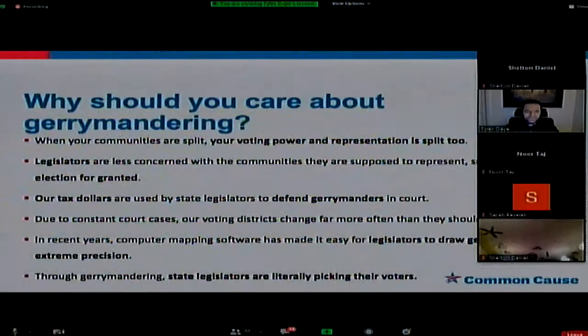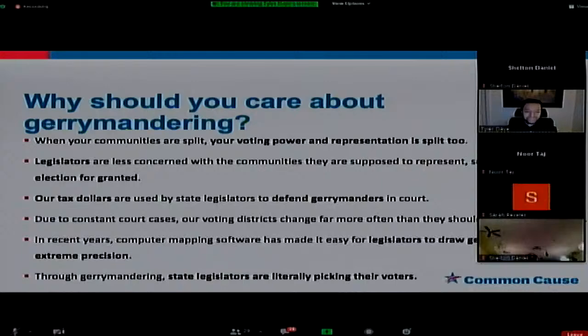So I just want to wrap this up by saying, when your communities are split, your voting power and representation is split too. That's really the bottom line. Legislators are less concerned with the communities they were supposed to represent. Some take their reelection for granted. I talked to one of my former colleagues. She no longer lives in North Carolina, but she had told me she had tried to speak to her representative to talk about this issue, and her legislator told her he didn't have to talk to her. I think that is just outrageous.